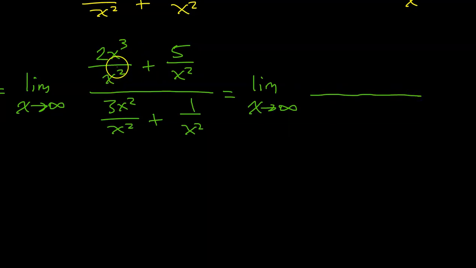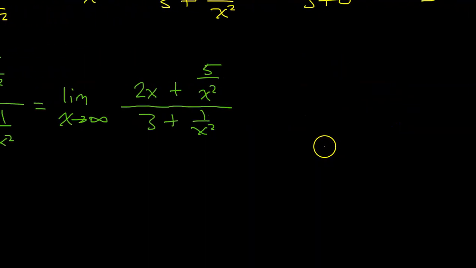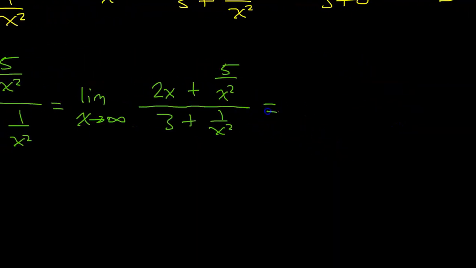Okay, so x squared will cancel out 2 of those x's, and that's going to leave me with 2x plus 5 over x squared over 3 plus 1 over x squared. Now we'll take the limit of each term separately like you do.